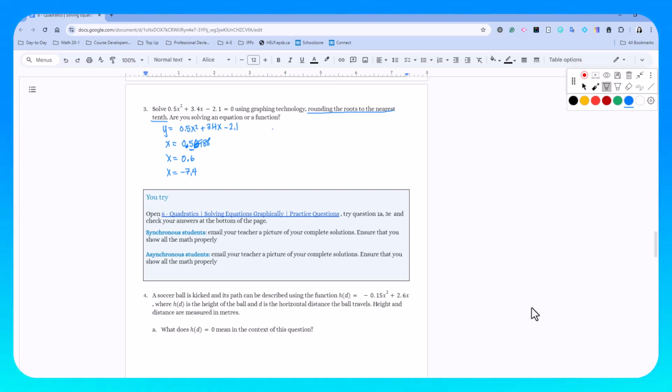Now it's asking us, are we solving an equation or a function? Well, we know we're solving an equation because we determined the value of x that made the statement true. And then, well, in this case, the values of x that made the statement true.